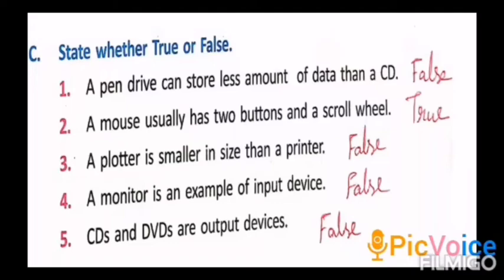Third one, a plotter is smaller in size than a printer. Say true or false. Answer is false, because a plotter is bigger than a printer. Fourth one, a monitor is an example of input device. Say true or false. Answer is false. Why? A monitor is an output device.